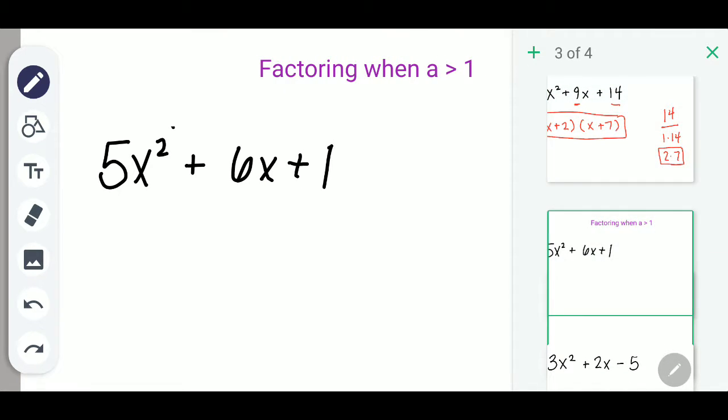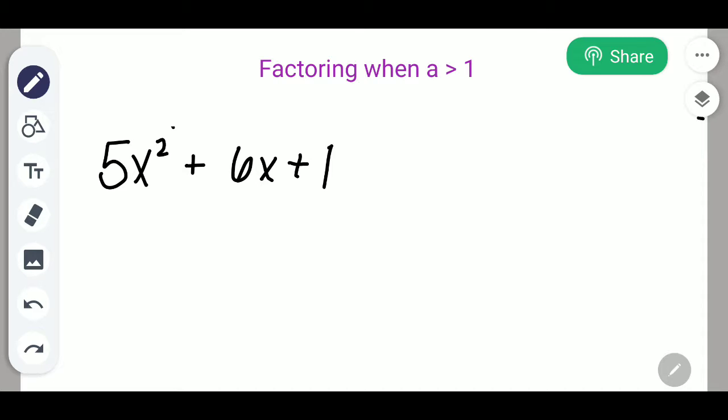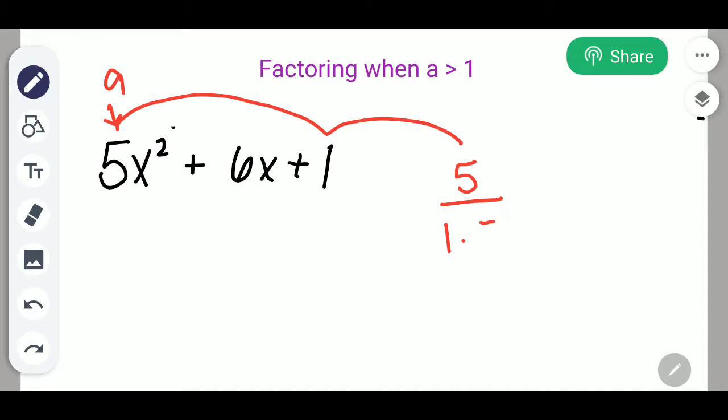All right, so let's change it up a little. What about when A is greater than 1? So in this case, our A value is 5, right? So you're going to take A times C, 5 times 1, and that's what goes out here. So what multiplies to make 5 and has a sum or difference of 6? Well, 5 is 1 times 5, and that's it, right? So we know that these add to 6 like we wanted. So x plus 1, x plus 5.